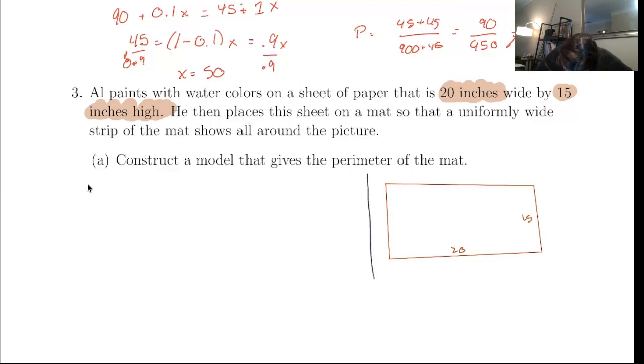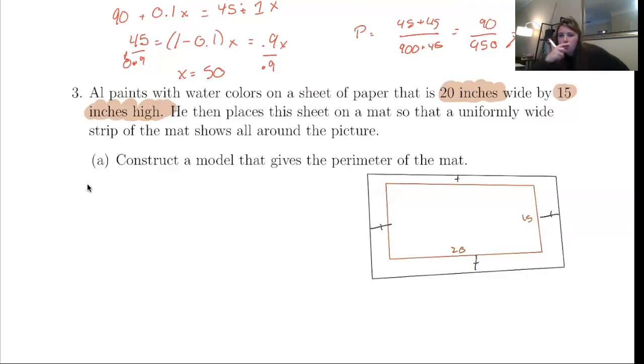So now I'm going to add this mat, make a cute little border, like a picture frame. Act like this is all the same, right? Usually in geometry, we draw a line through it to say that these things are the same. All right, so I want to construct a model that gives the perimeter of the mat.